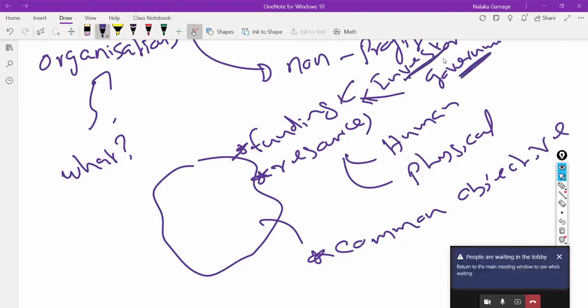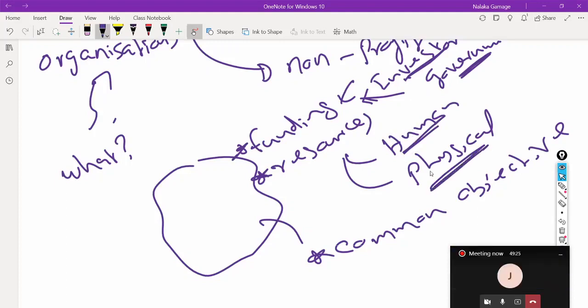Okay, so then using those funds, they can buy some resources. Of course, they can hire people because now they have money to pay their salaries, and of course they can hire or buy physical resources like premises, vehicles, furniture, etc. Then of course they have to work towards achieving those objectives, right? Work towards achieving these objectives for that particular organization.